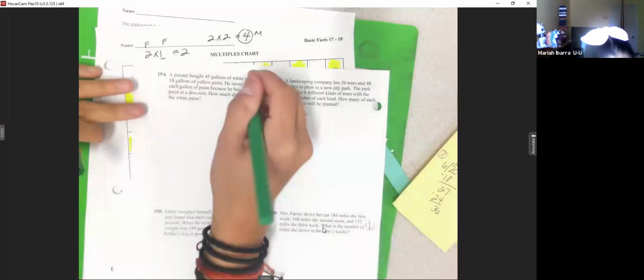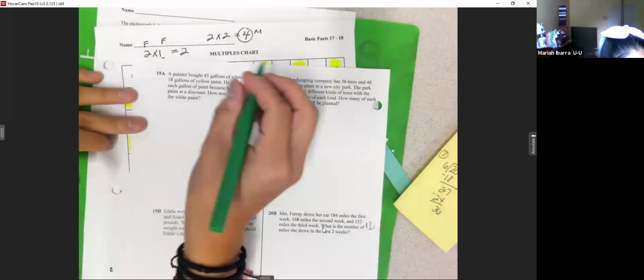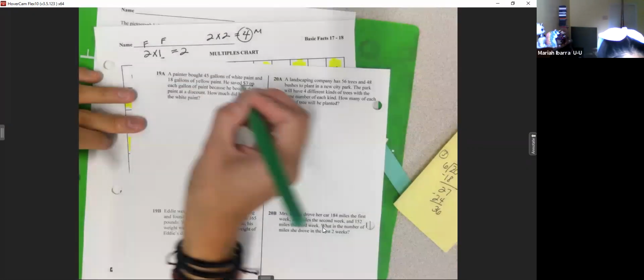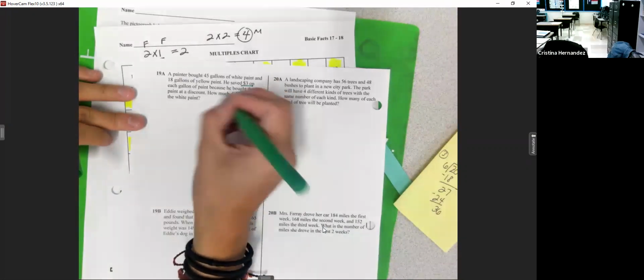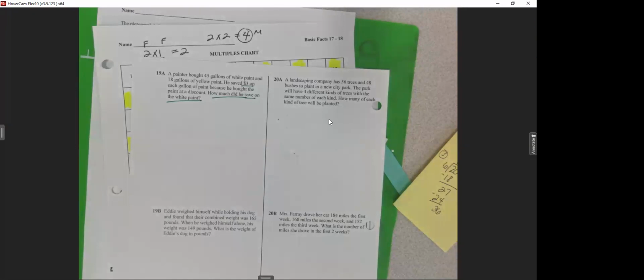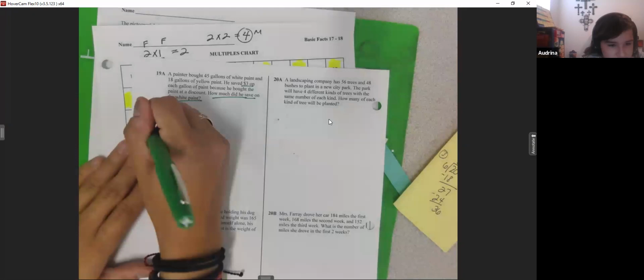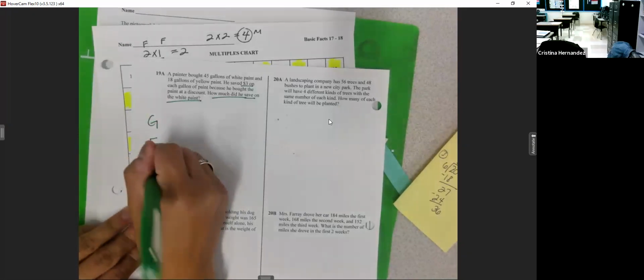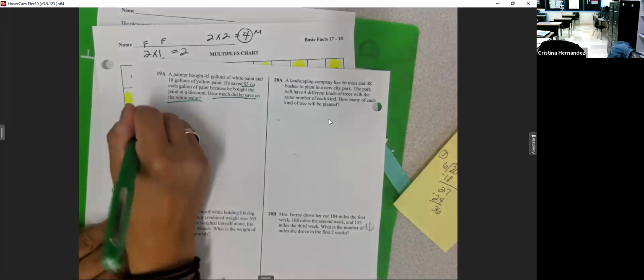Well, didn't he save $3 on 18 gallons of yellow paint? He saved $3 on each gallon. What's the big keyword in there? Somebody tell me, what's the big keyword that's going to tell me what to set up? Is everybody on this page? Each. Good job.